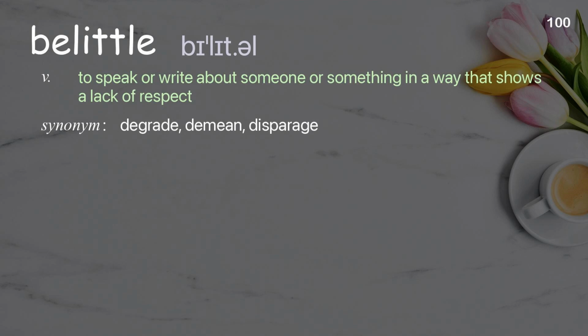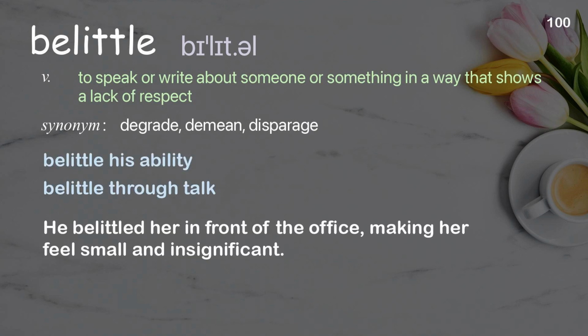Belittle. To speak or write about someone or something in a way that shows a lack of respect. Examples: belittle his ability, belittle through talk. He belittled her in front of the office, making her feel small and insignificant.